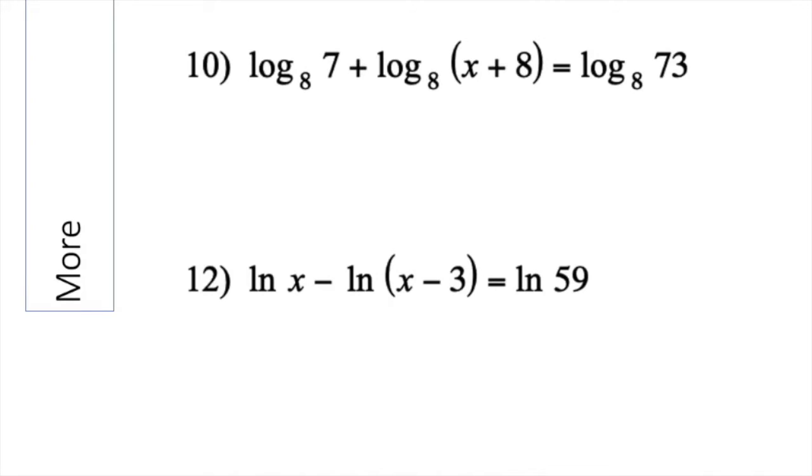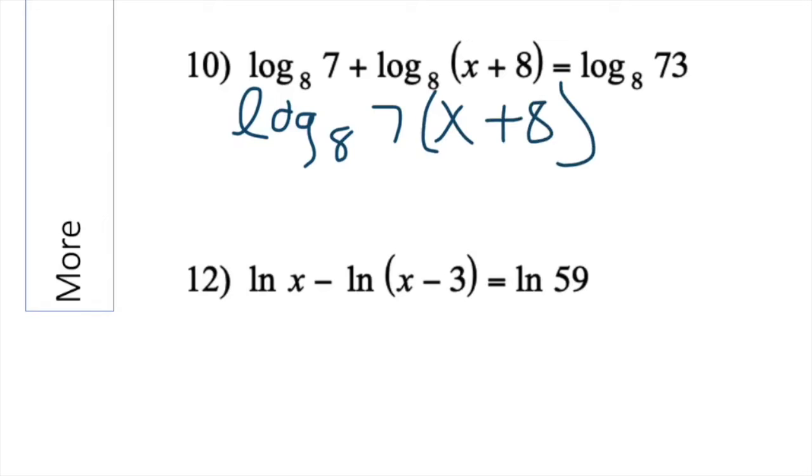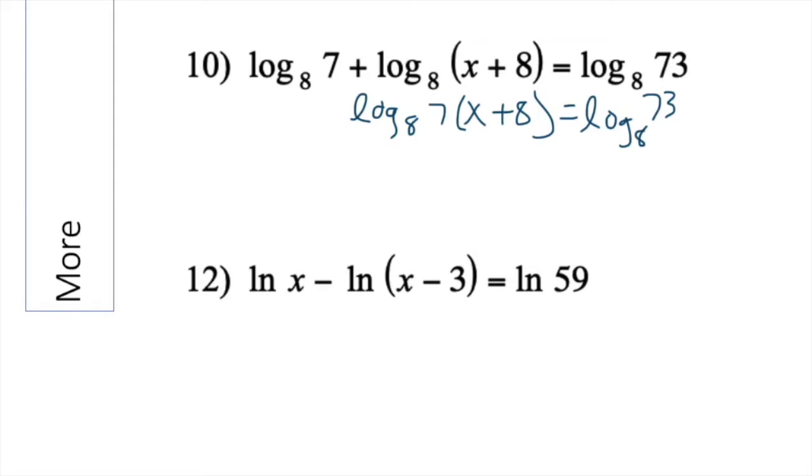So just cancel it out and you get log 8 of 7 times x plus 8. We're going to bring together the 7 and the x plus 8. So we'll have log 8, 7x plus 8 equals log 8. The logs, in a sense, cancel themselves out.